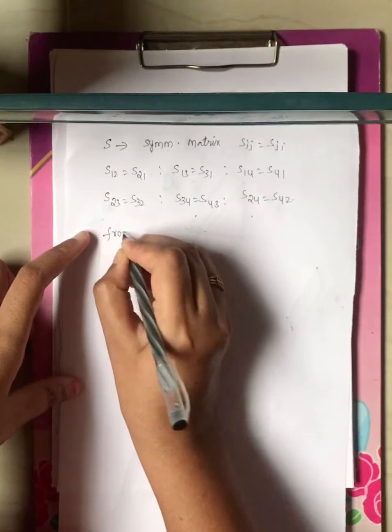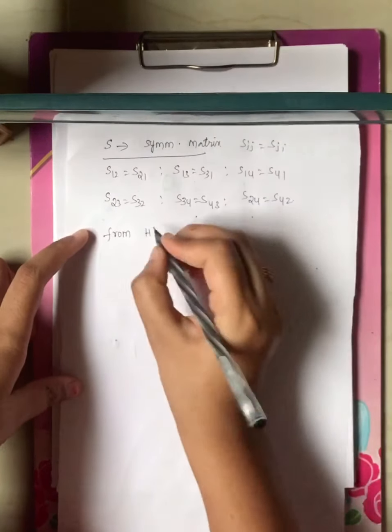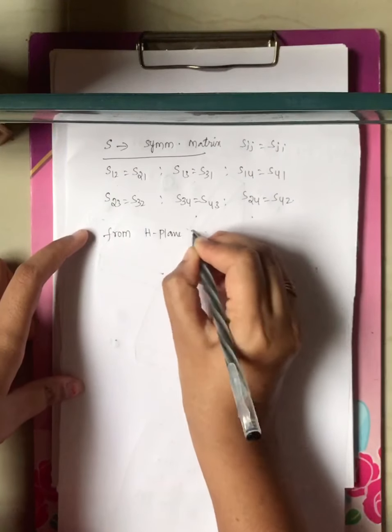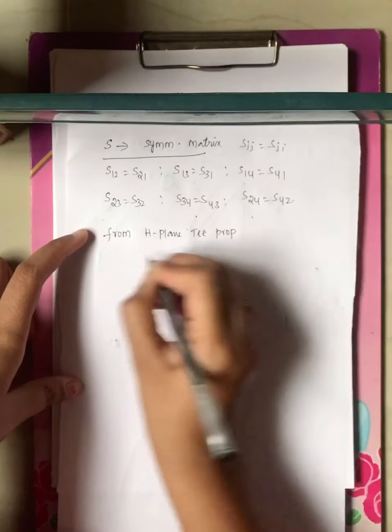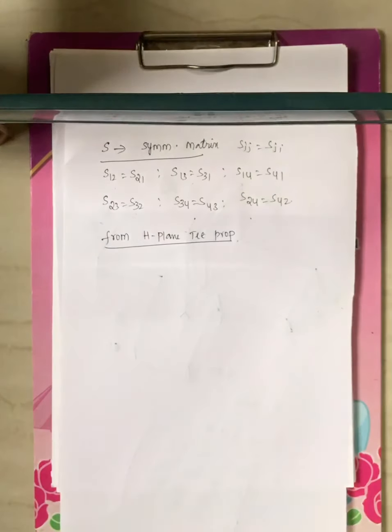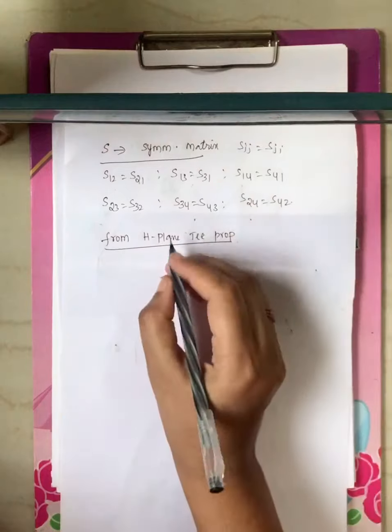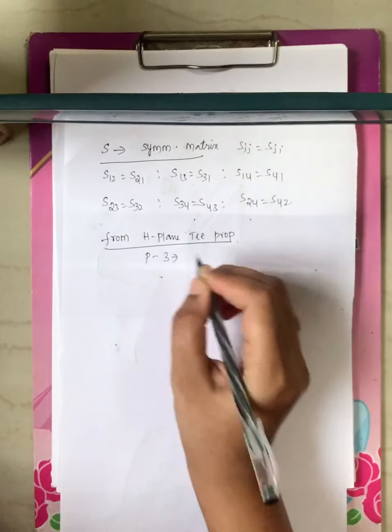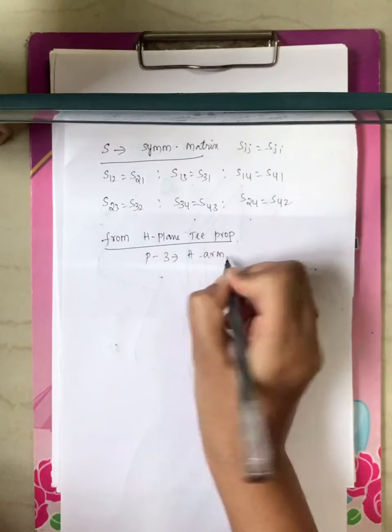Now from the H plane T property, the third port is the H arm, right? Port 3 is the H arm, and port 4 is your E arm, right?